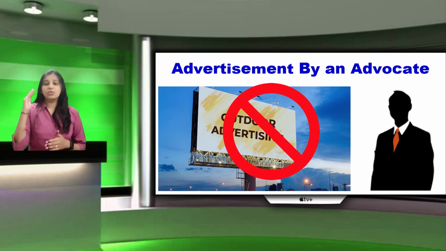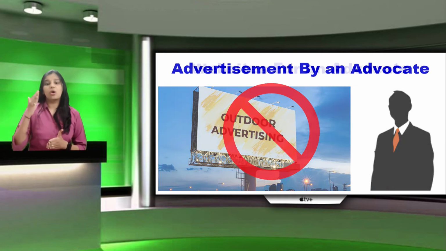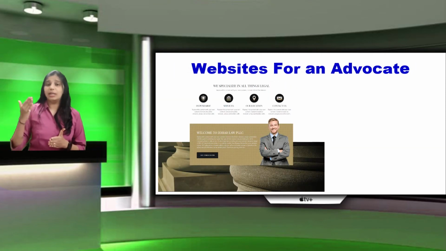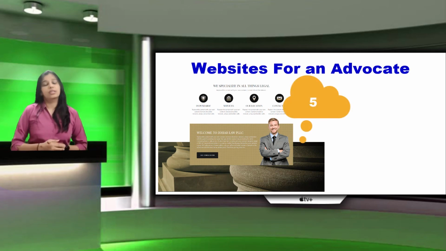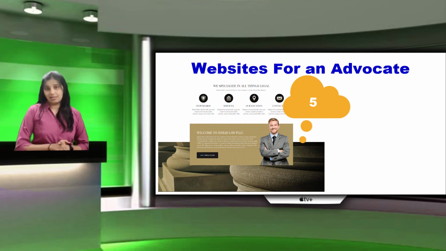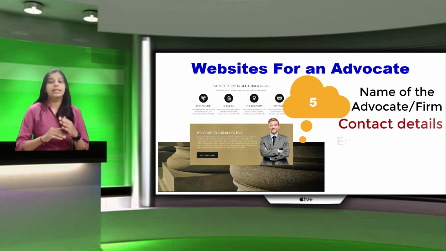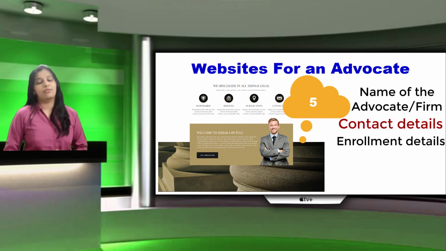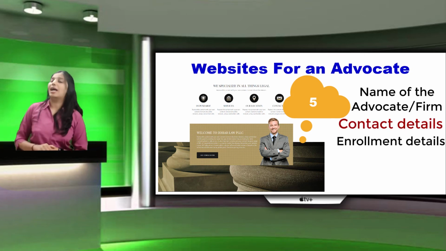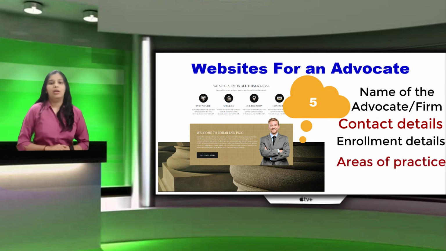However, an amendment to this rule allows advocates to furnish certain information on their websites after intimating and taking approval from the Bar Council of India, and only five pieces of information can be put up on the internet, that is, the name of the advocate or the firm, the contact details, details of the enrollment with the bar, his professional and academic qualifications, and the areas of practice.